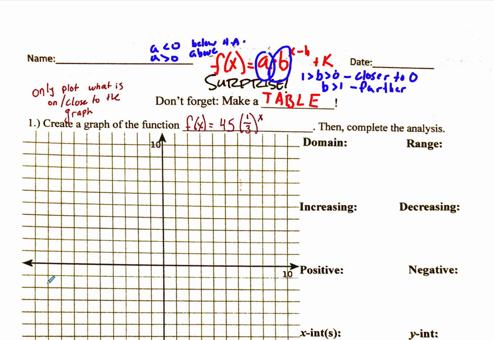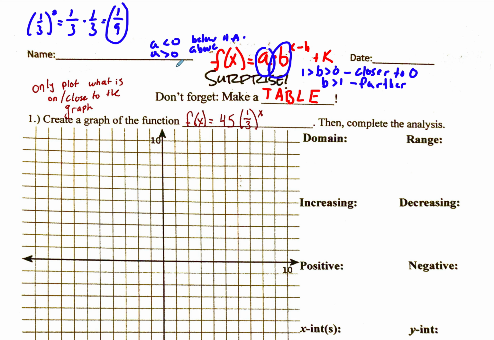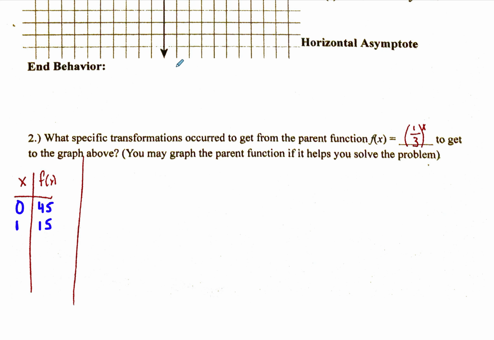As we can see, we're going in that direction. So we plug in 2, we get a third squared. I'm going to come up here to show you that. A third squared is equal to a third times a third, which is equal to a ninth. And 1/9 times 45 is the same as 45 divided by 9, and 45 divided by 9 is 5.